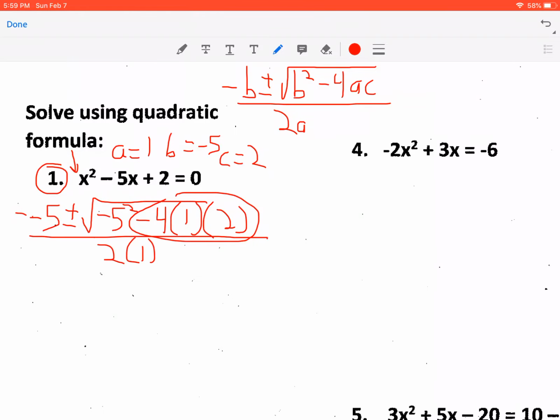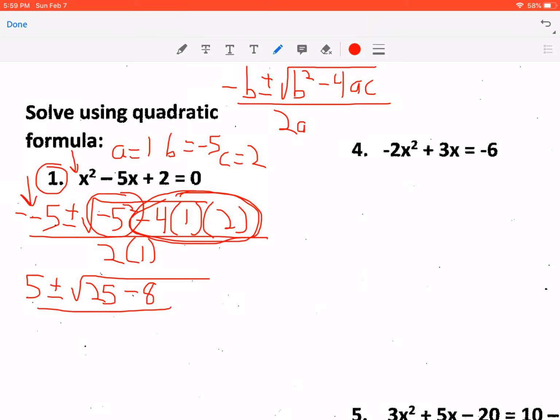All right, so all we're doing is cleaning it up. Negative 5, that's 5. Plus or minus. A negative 5 squared, negative 5 times negative 5, you don't need a calculator for that. That's a positive 25. Negative 4 times 1 times 2, that's negative 4 times 1, that's negative 4 times 2, that's minus 8, divided by 2.